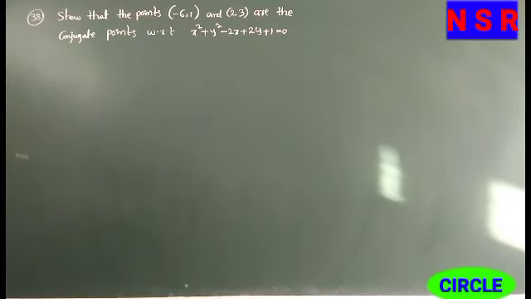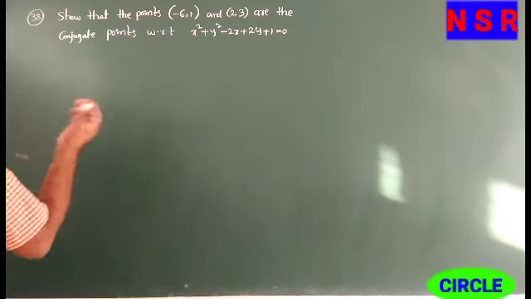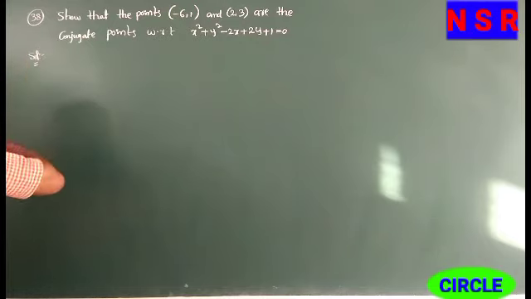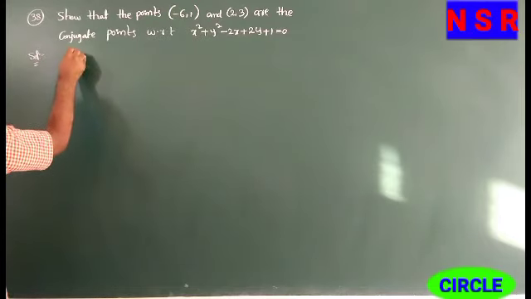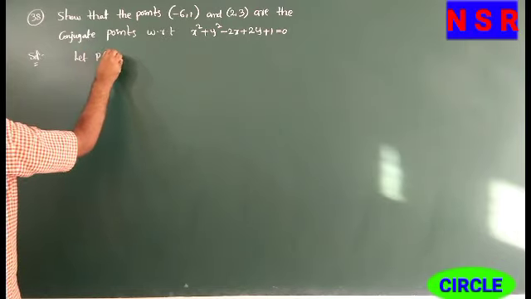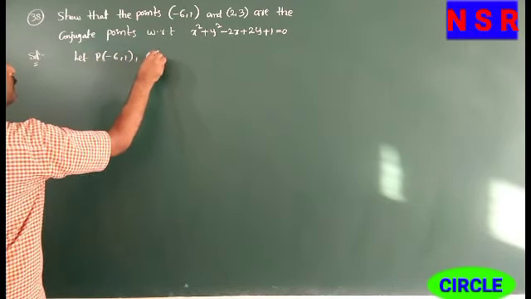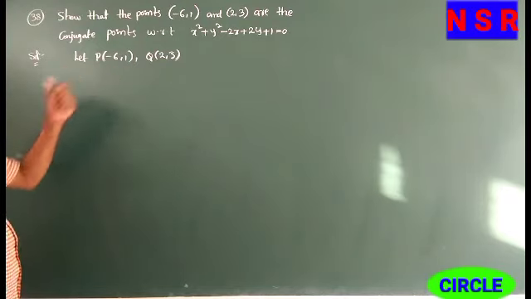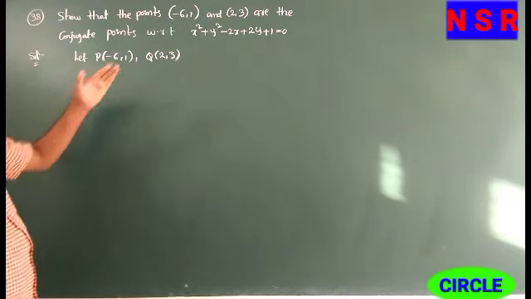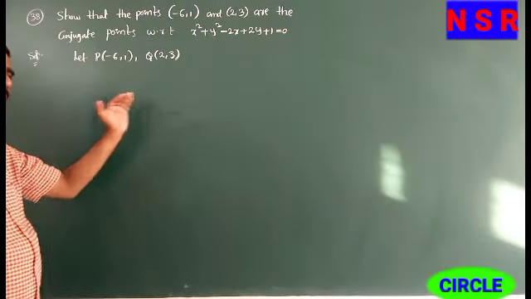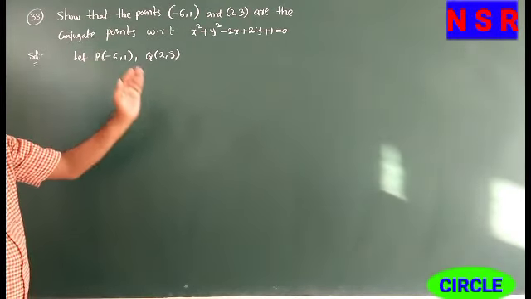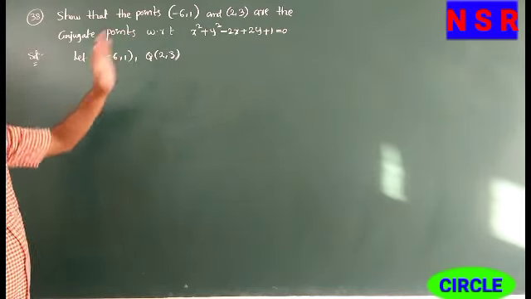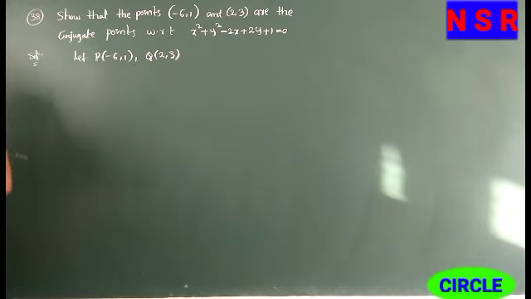So next, question number 38. Show that the points are conjugate points with respect to the circle. Here given 2 points, let P be minus 6 comma 1 and Q be 2 comma 3. Using any one point, find the polar equation with respect to this circle. After getting the polar equation, substitute the remaining point in that polar equation; if we get the value 0, then the given points are conjugate points. So here, show that they are conjugate points.